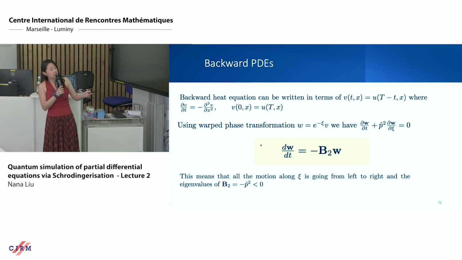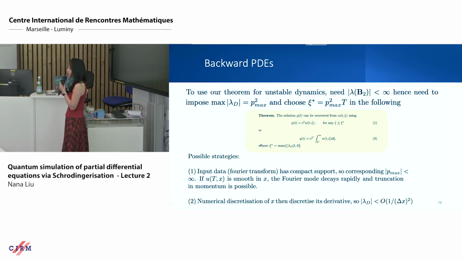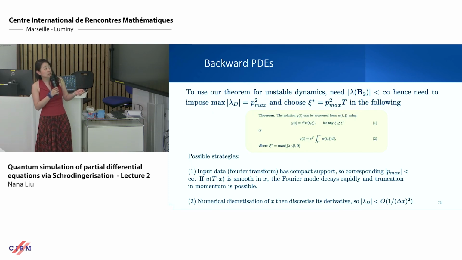So now if you use the warp phase transformation again, you see now instead of a minus p hat squared, we have a plus p hat squared. Okay, so which means that all the motion along x is going from left to the right. So all the eigenvalues are actually negative. So this is like the worst kind of propagating wave. So here, if we use our theorem, then the maximum eigenvalue is p squared max. But then you say, well, if we're doing it completely continuously, isn't that infinity? We can't do that, right? Then it doesn't quite work.